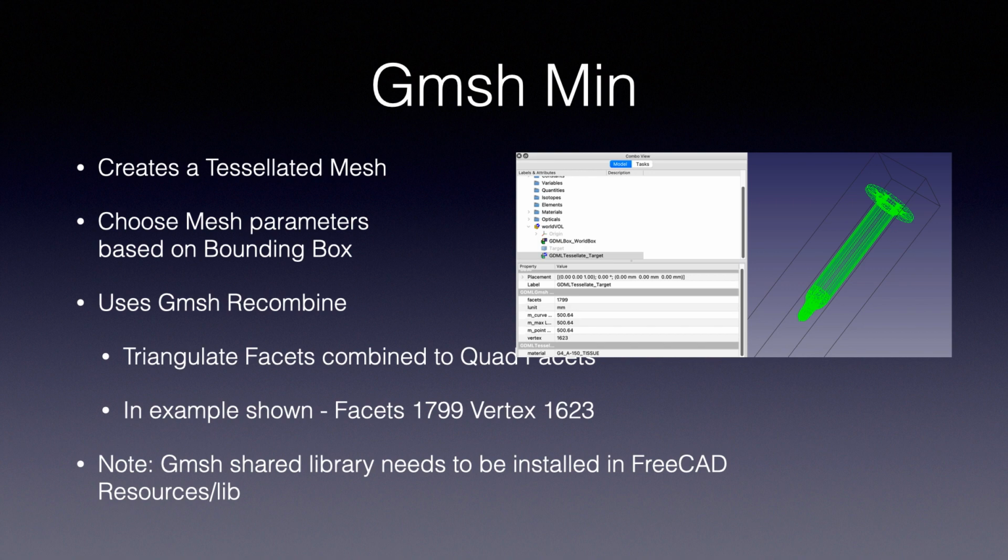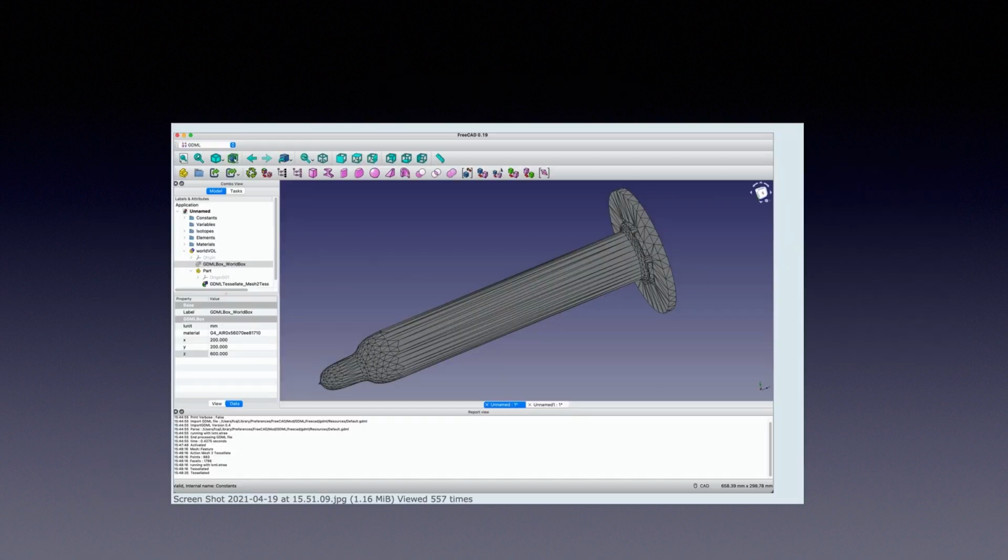The screenshot shows Federico's STEP file, which has been GMeshMinned. This produces 1,799 facets and 1,623 vertices. This is very similar to the result he obtained by using numerous processes in the Workbench in the past.